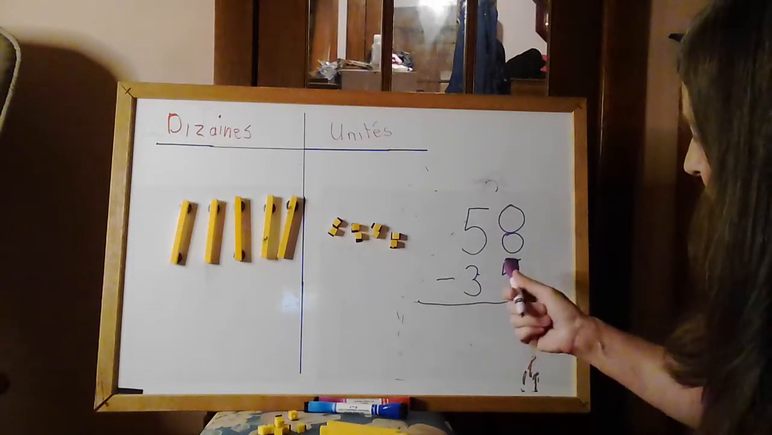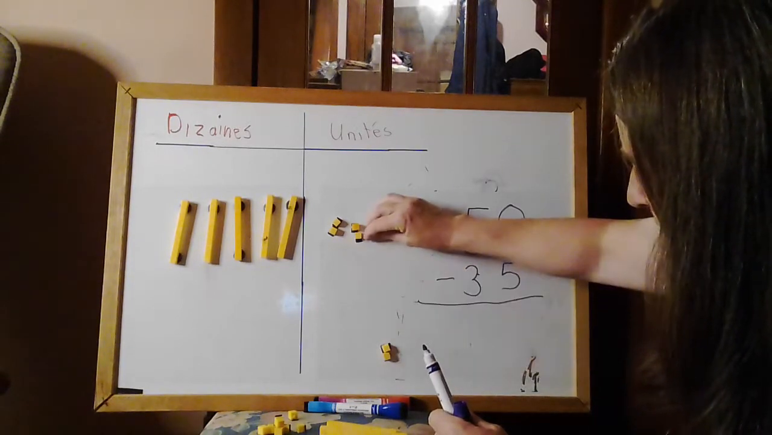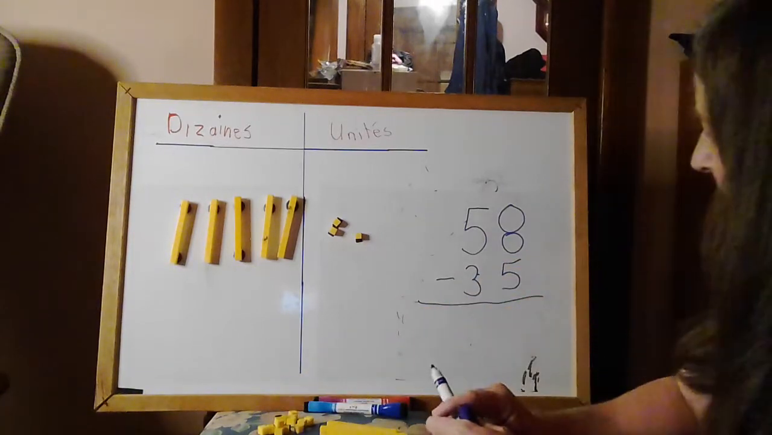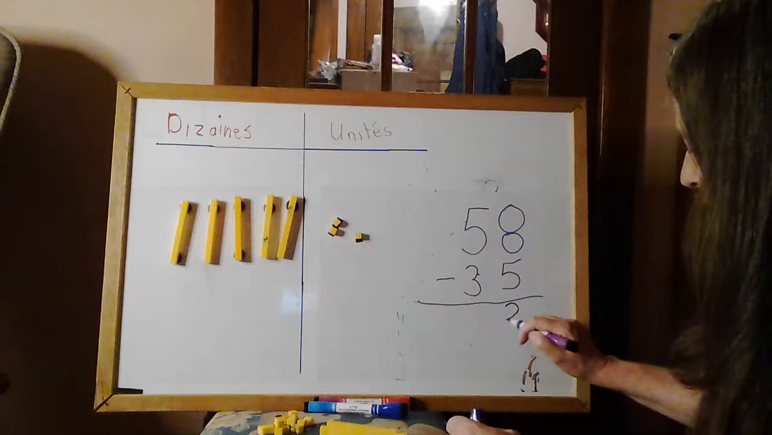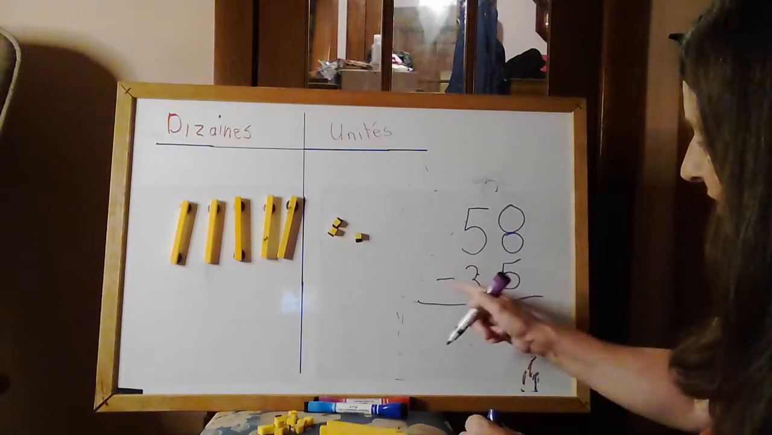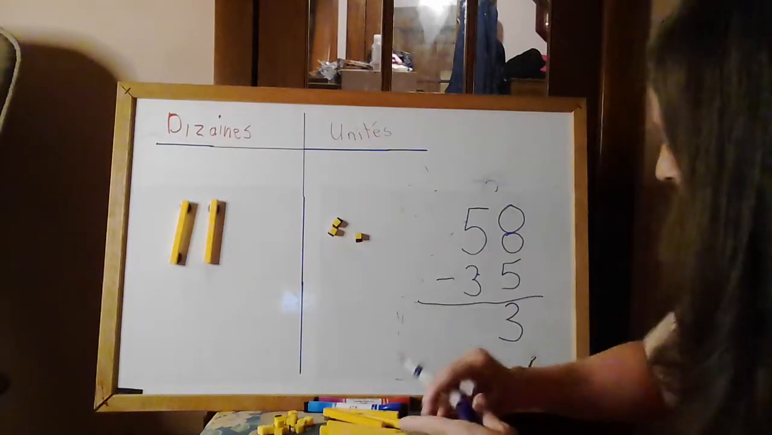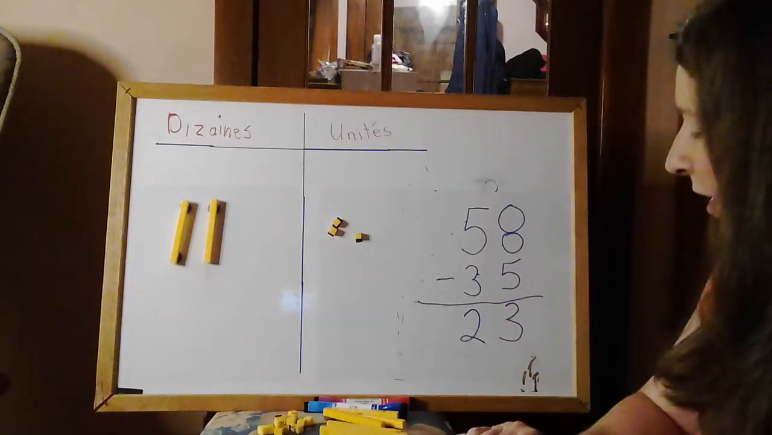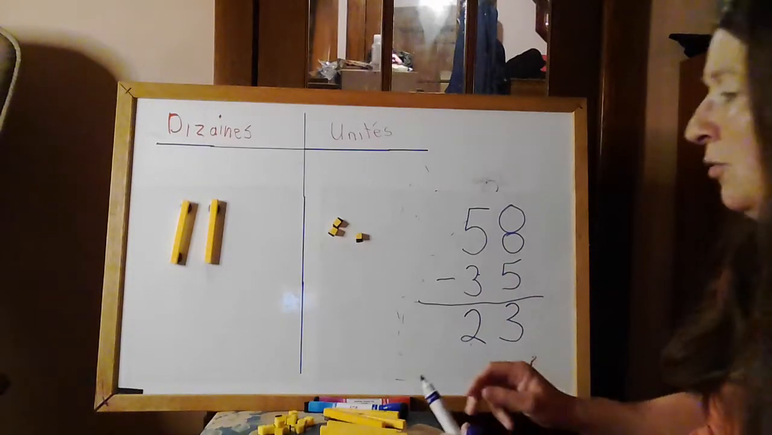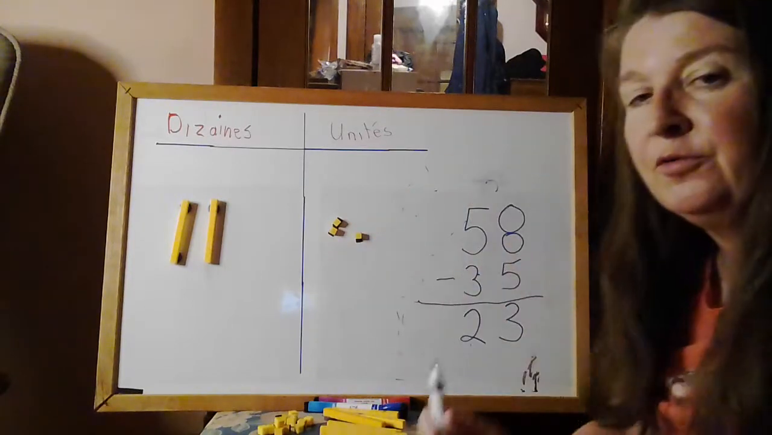Well, we start with the ones. 8 take away 5. Can I take away 5? 2, 4, 5. Sure, I can take away 5. And that gives me 3 ones left. Now I go over to my 10s. 5 10s take away 3 10s. Can I take away 3 10s? Sure I can. And I have 2 of them left. So if I have 58 take away 35, I have 23 left. 10, 20, 21, 22, 23. Perfect.